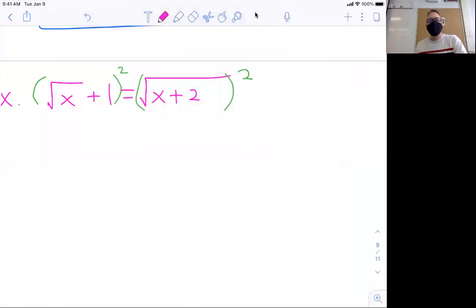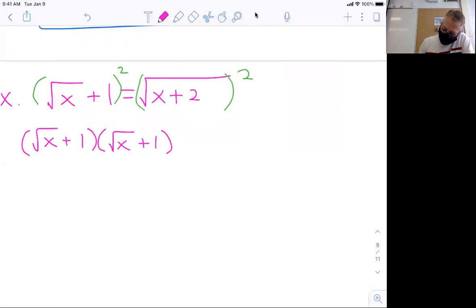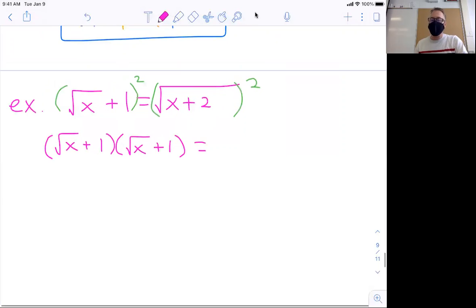Now, the left side is where it gets a little ugly. I am FOILing the square root of x plus 1, and I'm going to write it all out. I don't always do that, but I think it's good for you guys to see it. I'm going to FOIL that out in my next step. I got to do square root of x plus 1 times the square root of x plus 1. The right side is easy. The radical just cancels, and I get x plus 2 on the right.